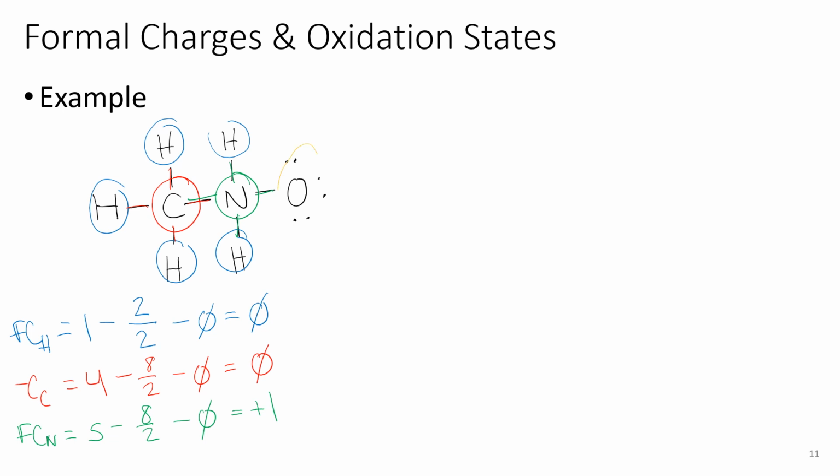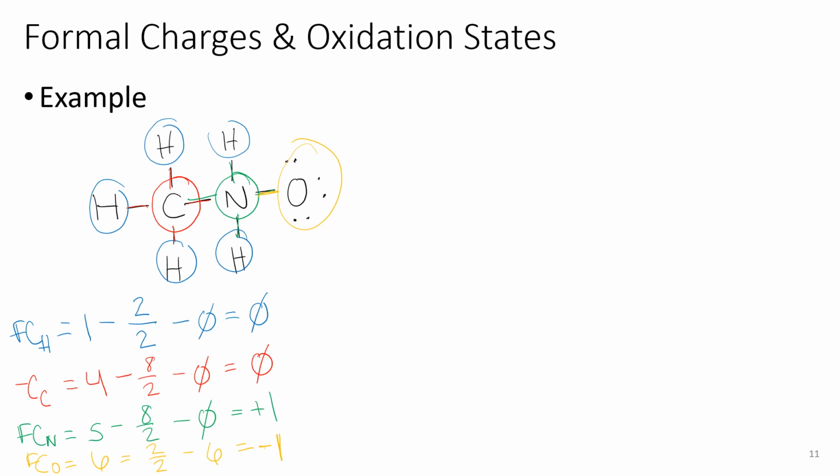Lastly, let's look at oxygen. Oxygen has 6 valence electrons from the periodic table. In my structure, it only has 2 bonding electrons divided by 2, and then it has 2, 4, 6 lone pair electrons. So the formal charge that I have on oxygen is going to be -1. Right now this is a neutral molecule as I have it drawn, and you will see that all of my formal charges add up to 0 as well. So that is how we would go about calculating formal charges.